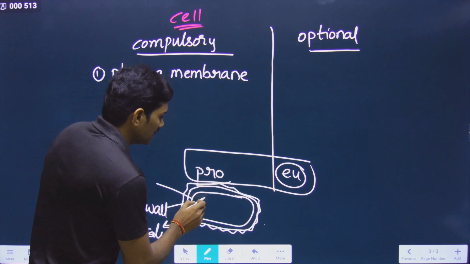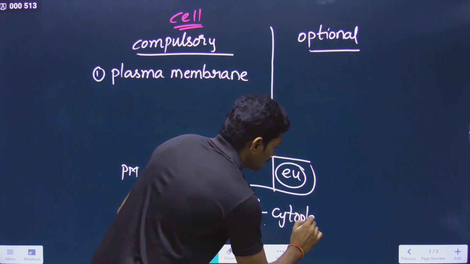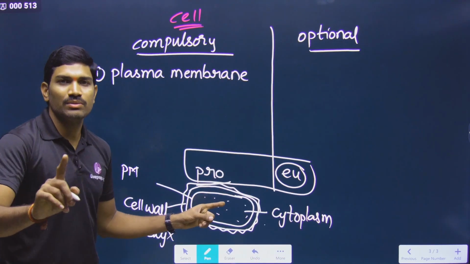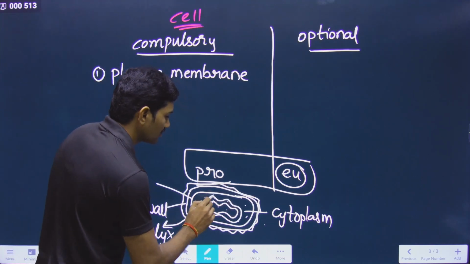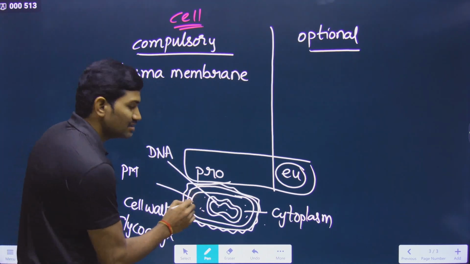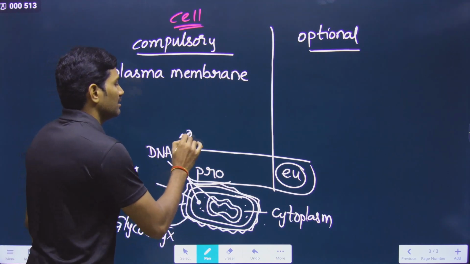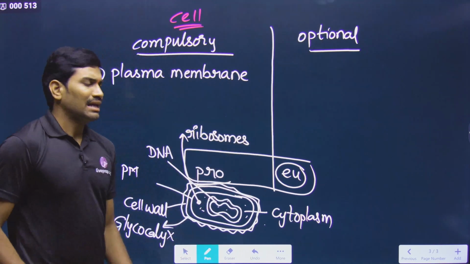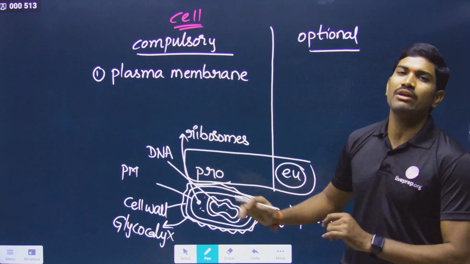Now inside, what is present? Cytoplasm is present. Next, in the case of a prokaryote, is a nucleus present? Nucleus is not present. Then what is present? DNA is present directly. And apart from this, inside the cytoplasm there are some structures, the organelles. What are these organelles? Ribosomes are present, along with some inclusion bodies and other components. This is the basic structure of a prokaryotic cell.